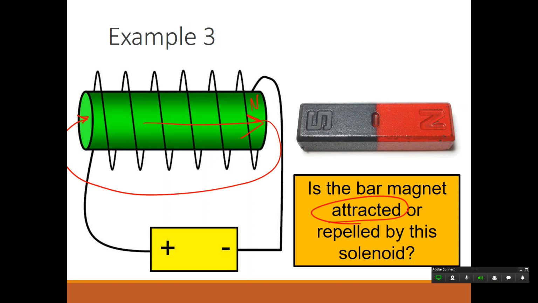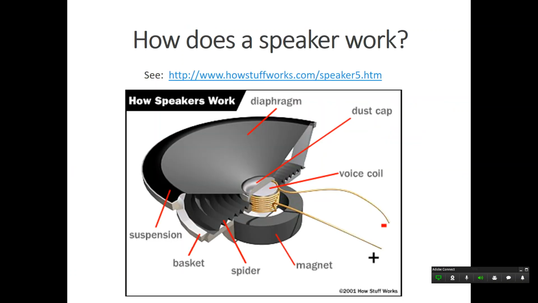This is exactly how a speaker works. So you have a solenoid acting like an electromagnet inside your speaker. If you've ever taken apart a speaker, you'll notice that there's a kind of drum, a membrane that's moving the air up and down, up and down. That's this gray area here. When it moves up and down, it vibrates the air and it makes sound.